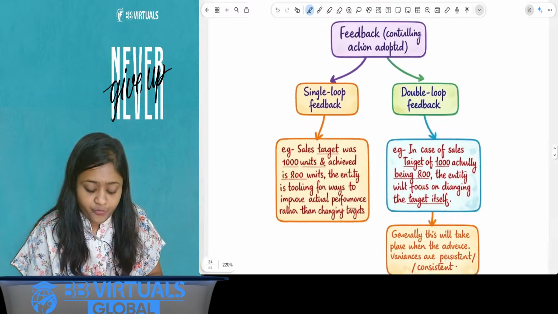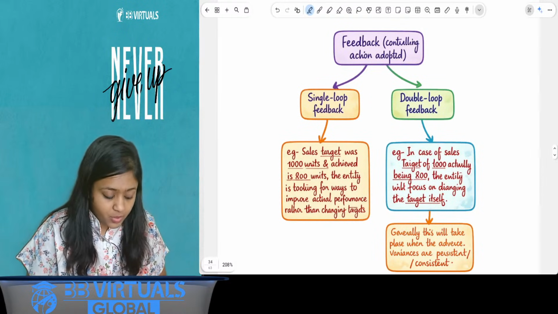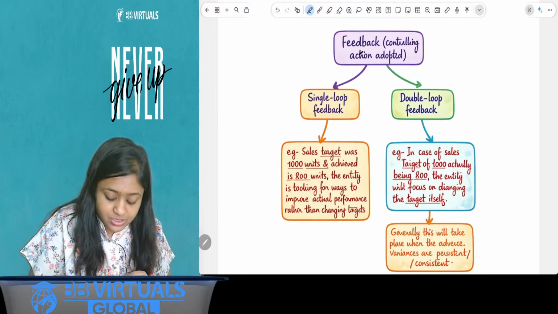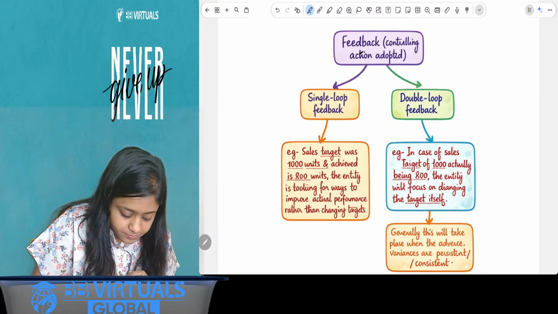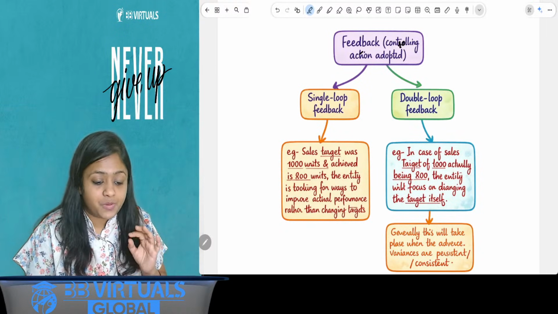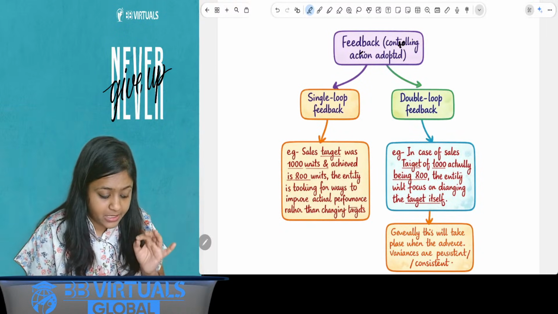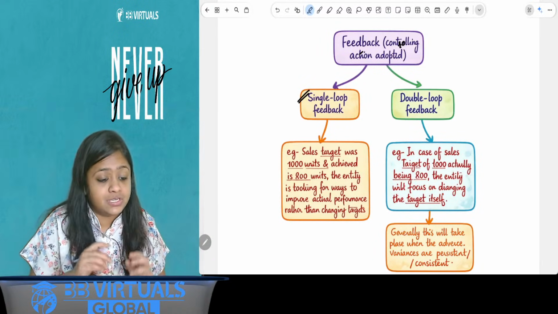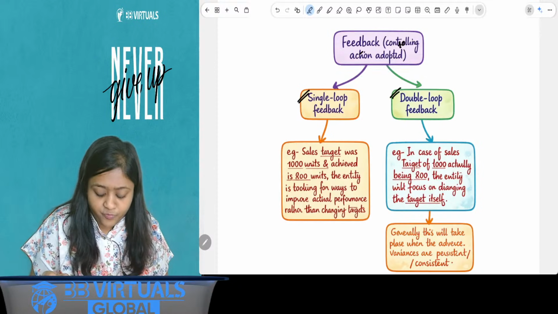Now, what are the different feedbacks that can be there? Okay, where the control action is adopted. Okay, the feedbacks where you have the control actions being adopted, now you can have 2 types of feedback. Look at my screen very clearly. Single loop feedback, double loop feedback.